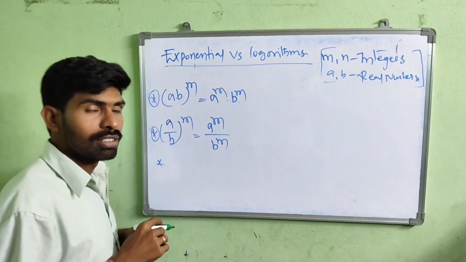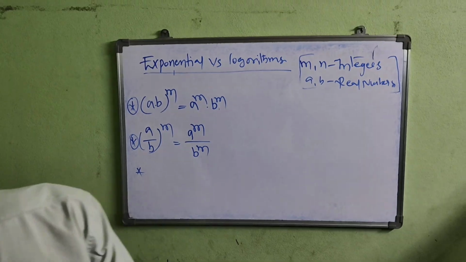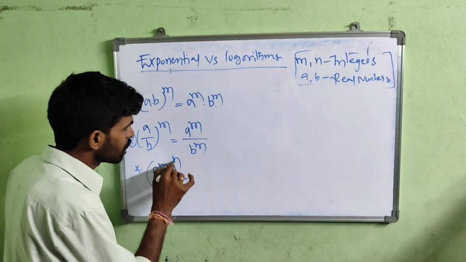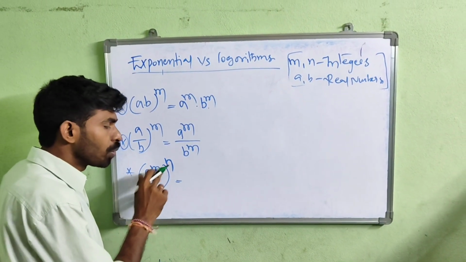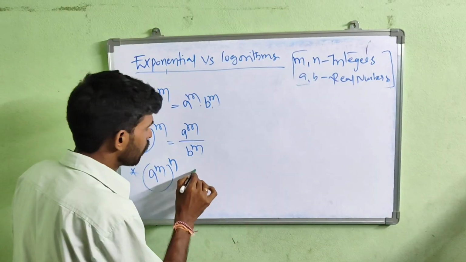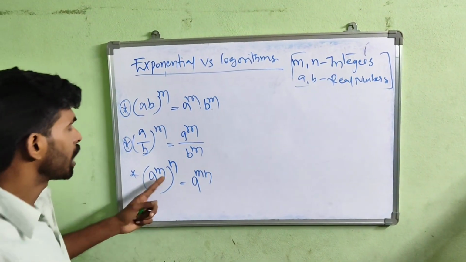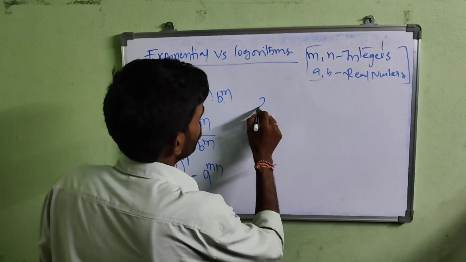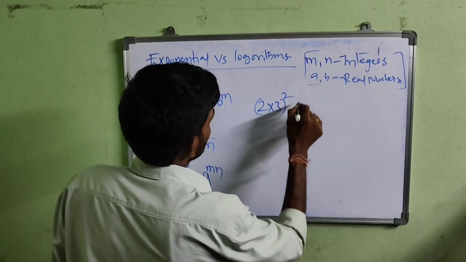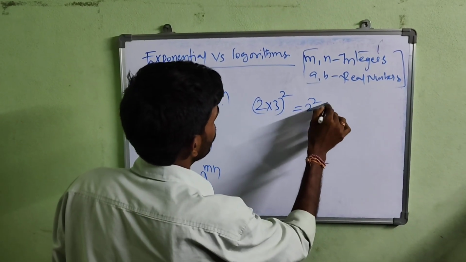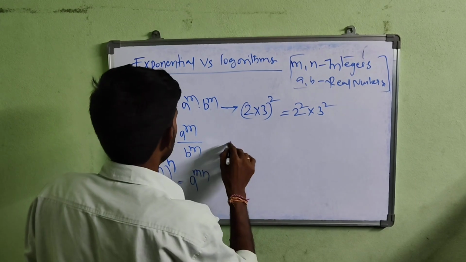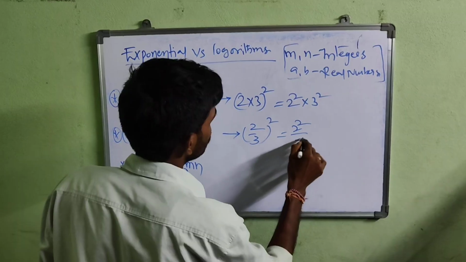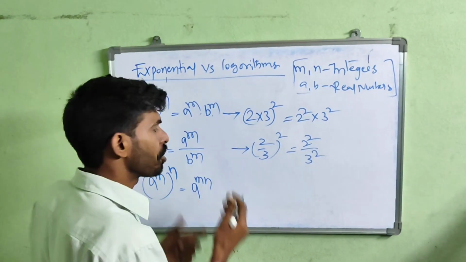Another thing is a power m whole power n. What is the meaning of this? Listen carefully. a power m whole power n is nothing but a power mn. We need to take some examples here. 2 into 3 whole square means 2 square into 3 square. For example, 2 by 3 whole square means 2 square divided by 3 square.